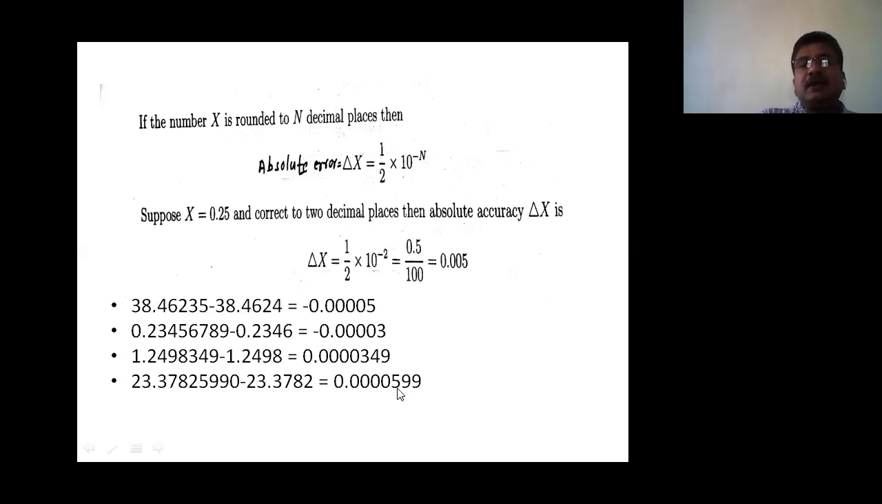Okay, so how can we write this? That is the upper limit. This is the upper limit of difference or error. Difference means error. So what is the upper limit of error if the number is rounded to 4 decimal places? It is 0.00005. So here is the formula. If we rounded the number to n decimal places, then the upper limit for the error is 1/2 into 10 raised to minus n, and it's called the absolute error.